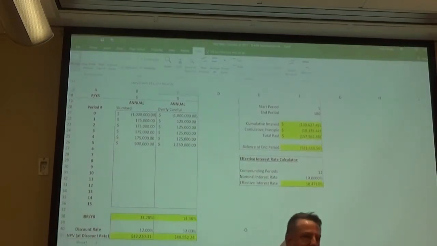Now, this is the part that hopefully, if that doesn't quite make it sink in, this next piece will.